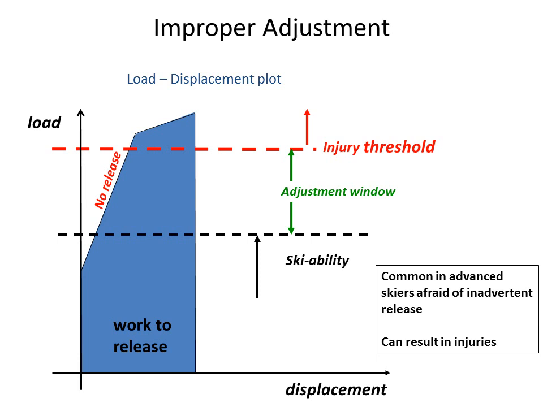Advanced skiers who are afraid of inadvertent release will increase the retention force needed to release the ski from the skier in order to increase the amount of work to release. The issue with this is, before the ski is released from the skier, the injury threshold is crossed and can result in injuries to the skier.